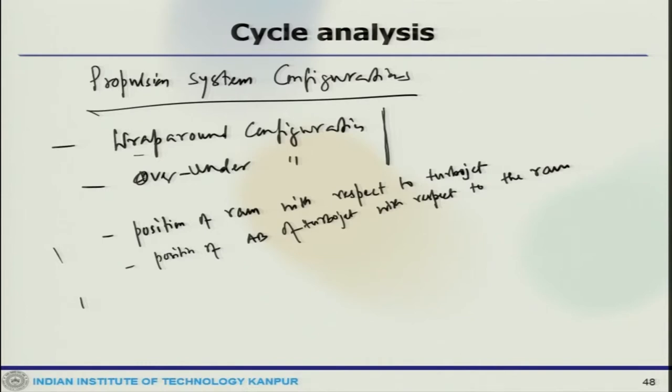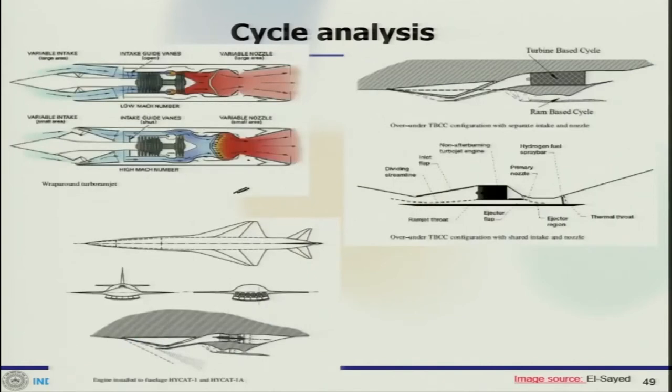And for the installation configuration of the ram, in the wraparound configurations, we can see this is one of the wraparound configurations, which is for engine SR 71. And the other one, which could be fuselage kind, is like Griffon 2. Though I do not have the picture here, you can see that that is also a fuselage kind. But here you can see this is the turbine based cycle, this is the ram based unit, and that is a combination. This is just an example of a wraparound cycle.